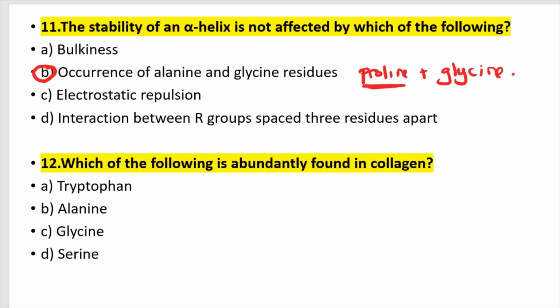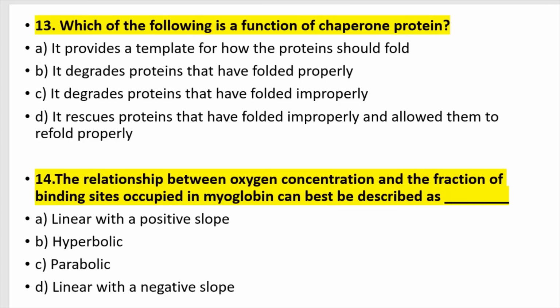Number 12. Which of the following is abundantly found in collagen? It's glycine. So glycine is the amino acid that is found abundantly in collagen. Number 13. Which of the following is a function of a chaperone protein?